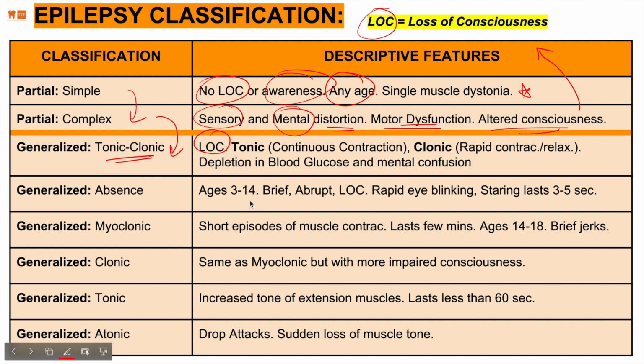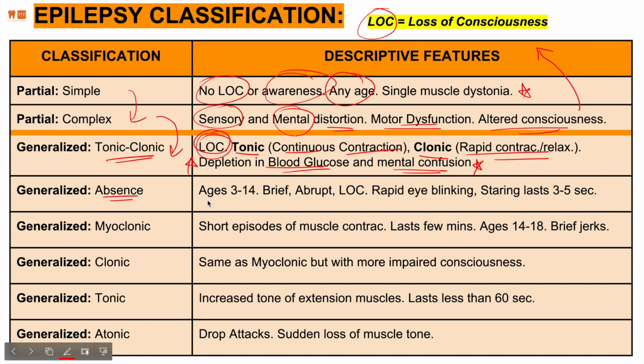The window is open. As we know, partial can move up to generalized, especially tonic-clonic, so loss of consciousness becomes our first criterion. Tonic means continuous contraction of the muscle, so the jerking movements. And clonic means rapid contraction and relaxation periods. So when we feel like somebody's jittering really fast and then they relax for a few seconds and then start it again, that's the clonic motion. It's because of the depletion in blood glucose and can lead to mental confusion as well. So remember, this can affect our blood glucose level as well as our focus, and of course, loss of consciousness.